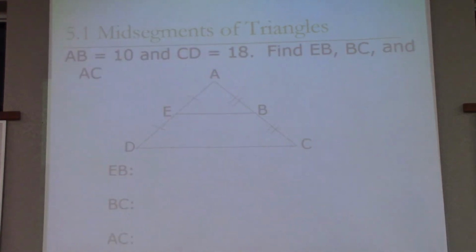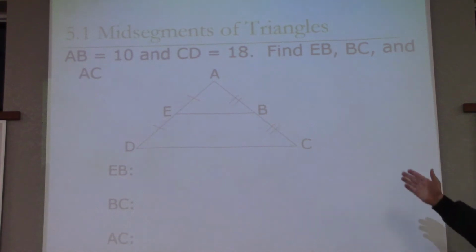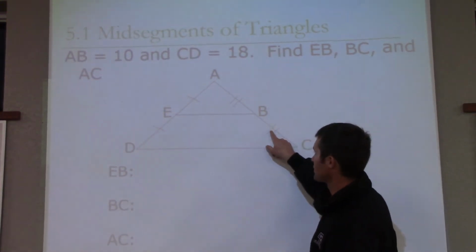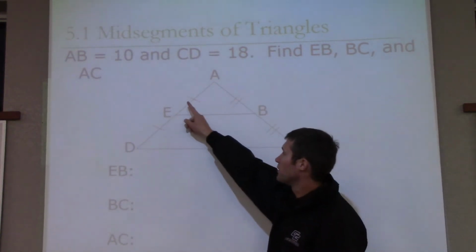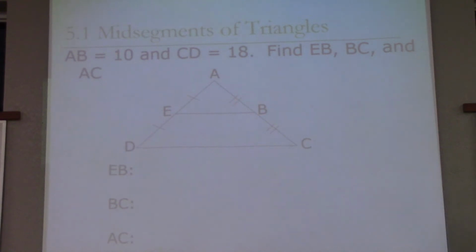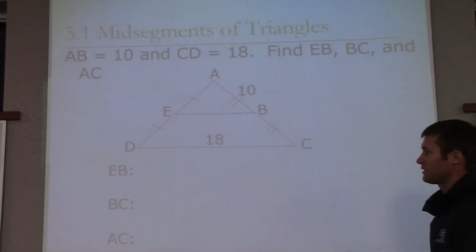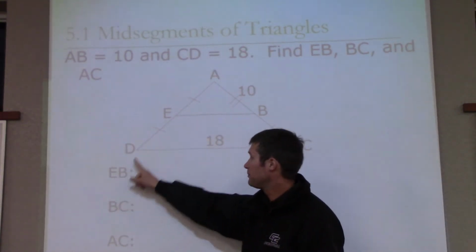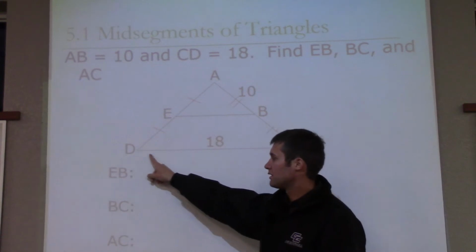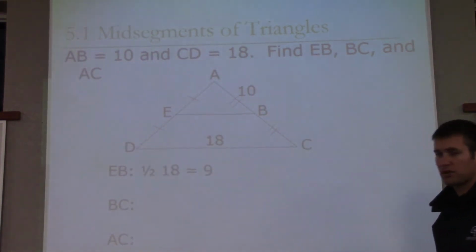We'll go to something else similar to this. So we come here, let's fill out the information. First of all, we have mid-segments, because this side and this side are equal. This side and this side are equal, so we have mid-segments. So AB is 10, CD is 18. We want to find out what EB is. So here's EB. EB is half of DC. So half of 18 is 9.